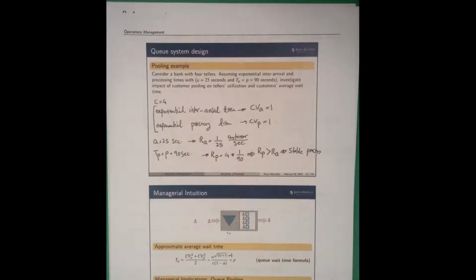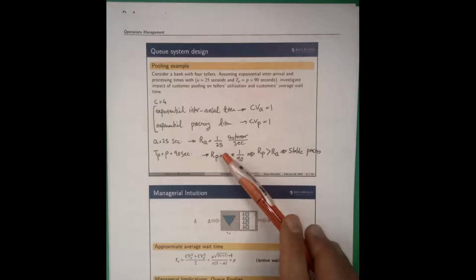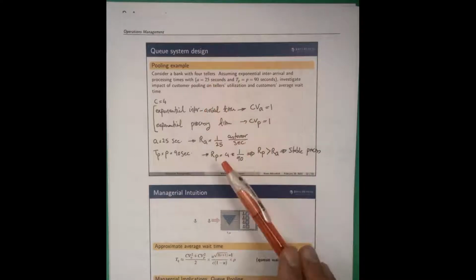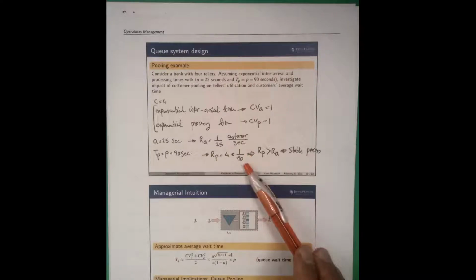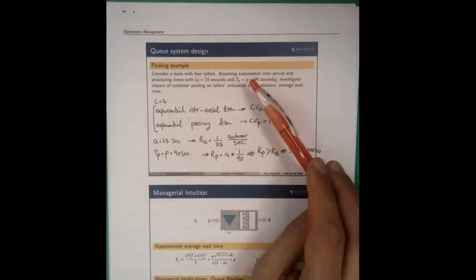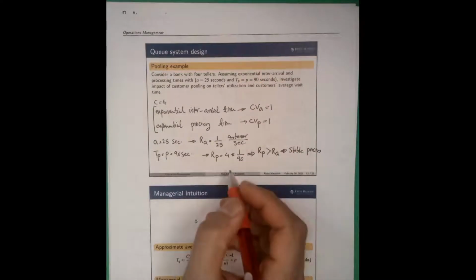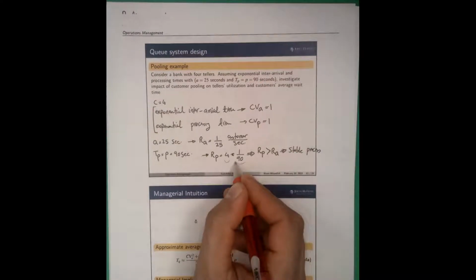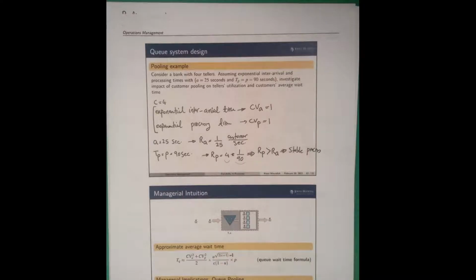Well, if I write down everything that I have, first let's see if this is a stable process. In a stable process, rate of arrival is less than rate of processing, and that is exactly the case. Here, rate of arrival is 1 over 25, and that 25 is right here. And rate of processing: I have 4 of them, and each of them can process at the rate of 1 over 90 customers per second. That's 1 over this 90 right here. So this is the number of servers or clerks or tellers, and this is the processing rate of each one of them. Altogether, I'm going to have a rate of processing that is more than rate of arrival. As a result, this is a stable process.